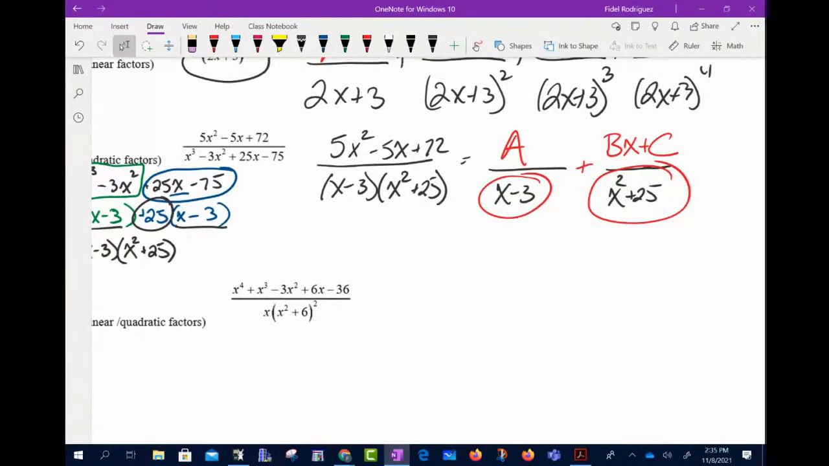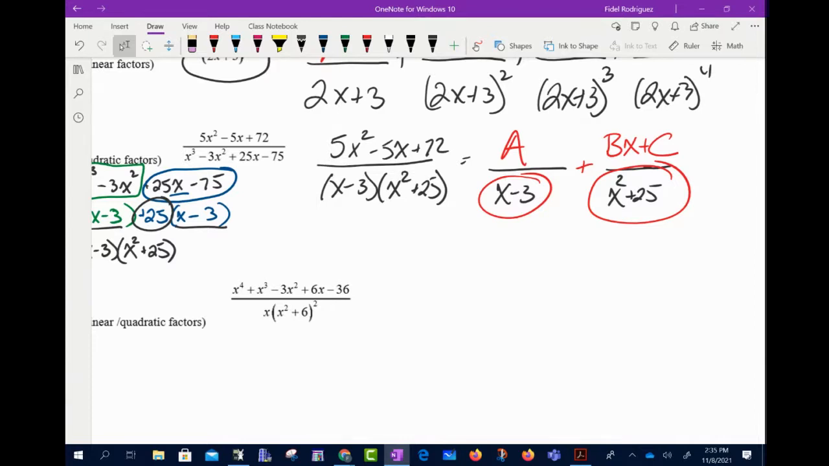Bx plus some other, yeah. If my denominator is a quadratic, then my numerator is going to be a linear factor. Okay. All right. And we have one more.